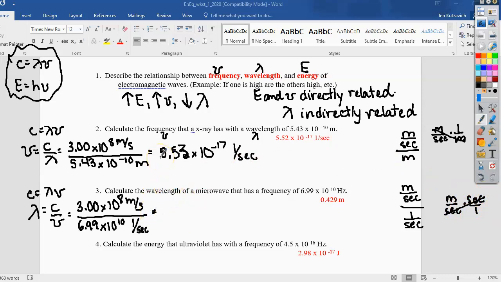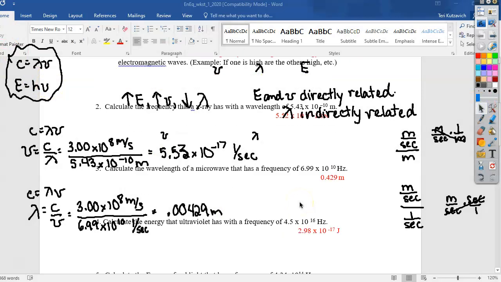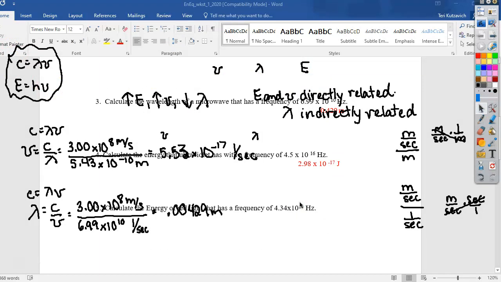So I'm going to double check my work. 3 exponent 8 divided by 6.99 EE 10. And it does come out, ooh, no it doesn't. It comes out to a different answer. See, I'm glad I'm going over this ahead of time. It comes out to that. All right. Let's look at our next one here. So we have 4 and 5.